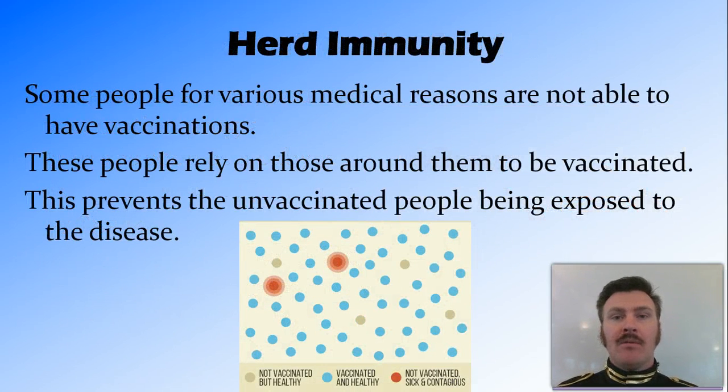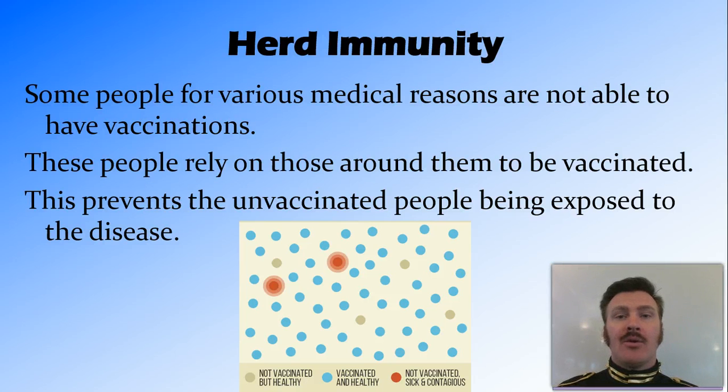Now, some people aren't able to have that vaccination. They may be allergic to it, or they may have other medical reasons that they can't take that vaccination. Now, these people rely on the herd immunity of the population. So this means that if enough people around them are vaccinated, those people aren't going to catch the disease and then pass it on to this person.